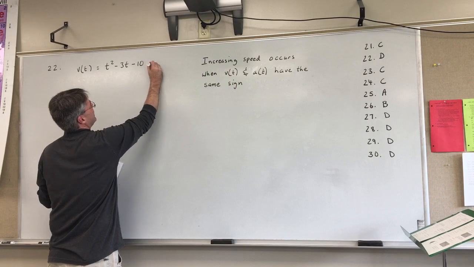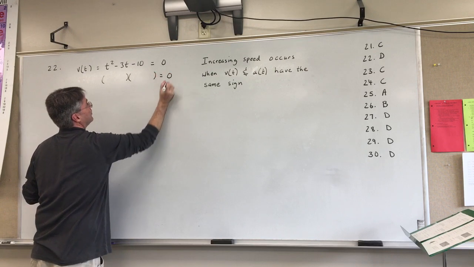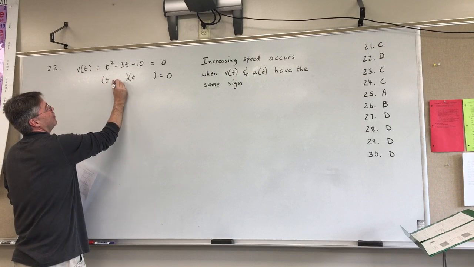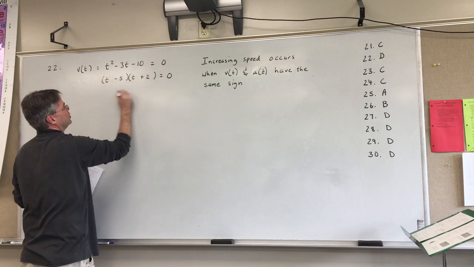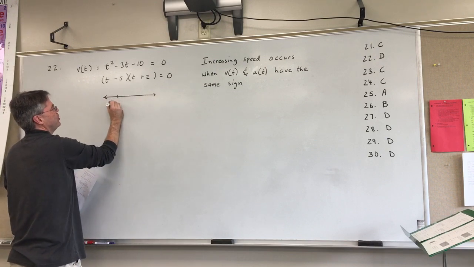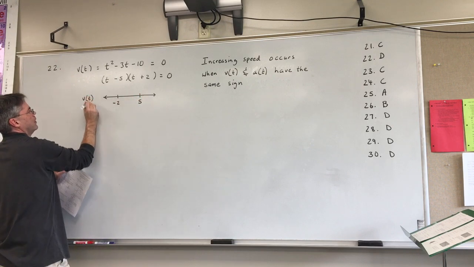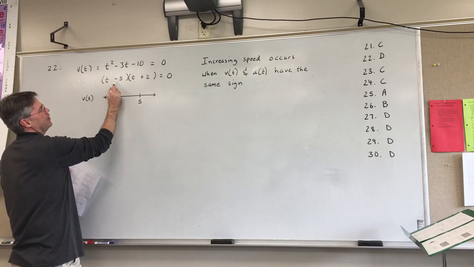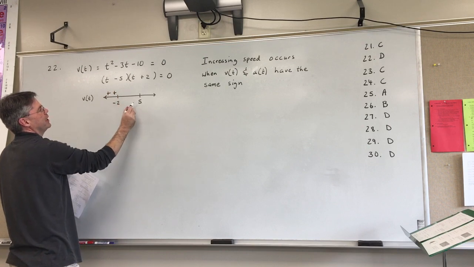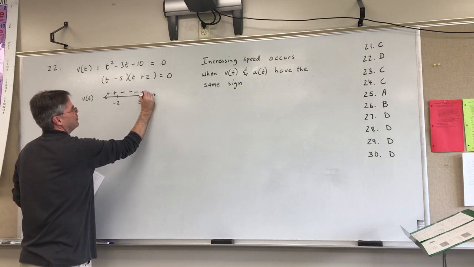Okay, so if we set this equal to 0, I'm going to factor. You've got a t, and then we would have minus 5 plus 2. So if we were to do a sign line, our critical points occur at negative 2 and 5. So less than negative 2, let's say negative 3, that's going to be negative times negative, so that's positive. We'll pick 0 between negative 2 and 5, so that'd be negative times positive, so that is negative. And then greater than 5 is going to be positive.